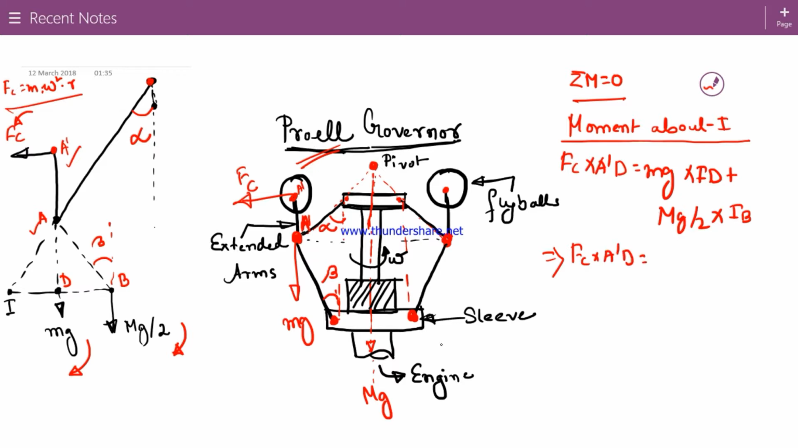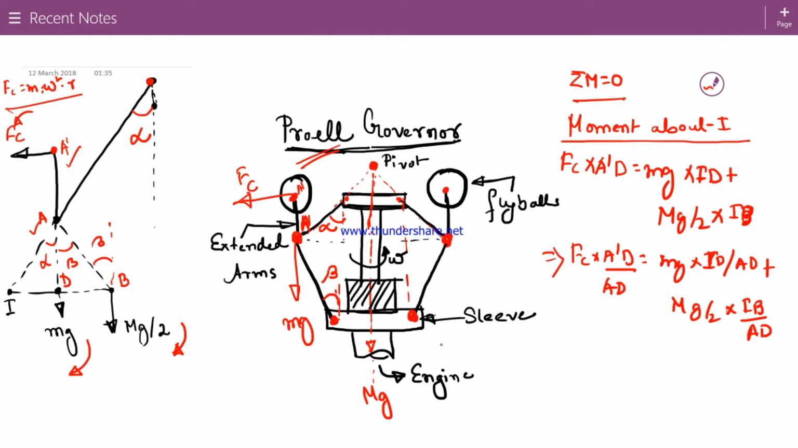Let's suppose, as we know, if we divide by a certain distance AD, since this is alpha, this is also alpha, this angle IAD, and angle DAB will be beta by the parallel lines theory. So A dash D by AD equals mg into id by AD plus capital Mg by 2 into ib by AD. This ib is not a suffix, this is the ib, this is the distance actually.